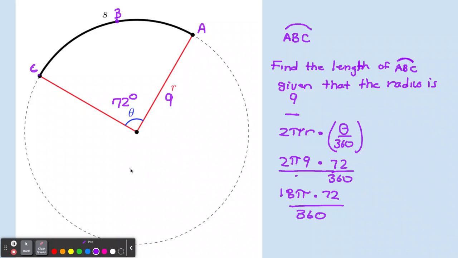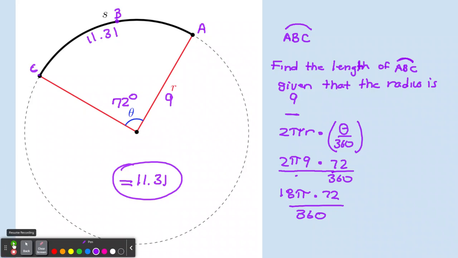It'll be about, oh, by the way, let's add something. Because you'll see this most of the time on the test, they'll say round it to the nearest hundredth. So if we round it to the nearest hundredth, then we're going to say that our answer is 11.31.